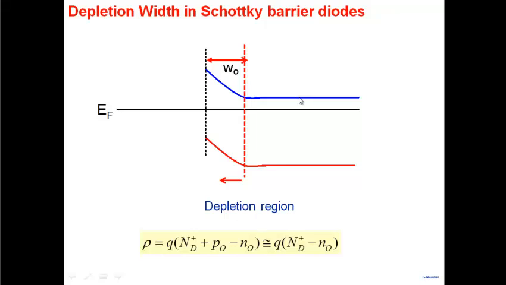As we go further into this particular region, Nd plus remains the same. The number of ionized donor atoms remains the same, which we are assuming is equal to the donor density. N0 is dropping sharply as you go here, so now you know that rho will become positive. Rho will start with 0 here, and as you go in, it will start to become positive. And very soon, rho will be practically equal to Q Nd plus, because the electron density becomes very small.